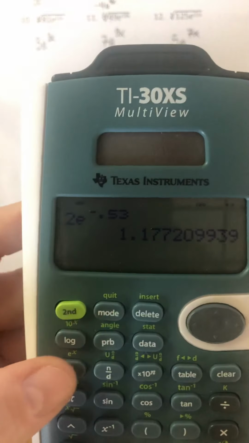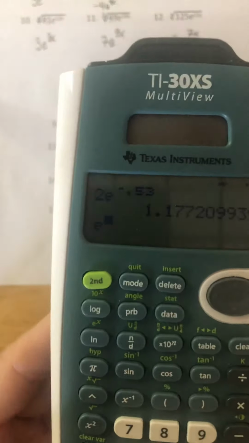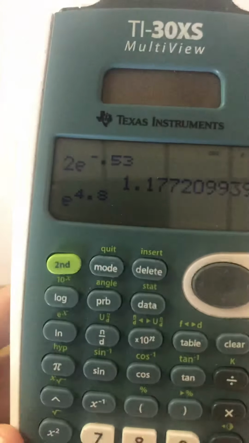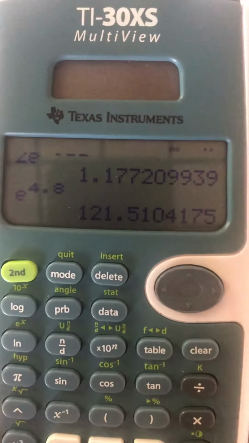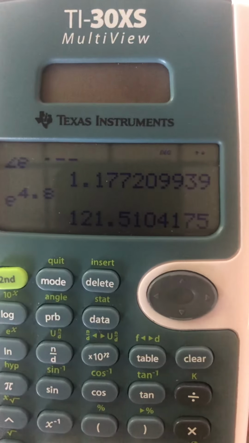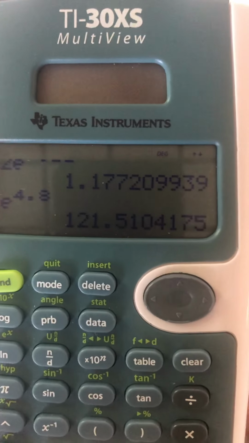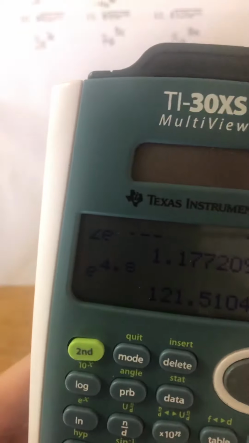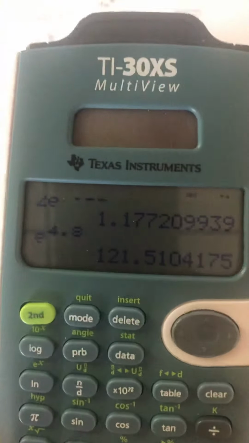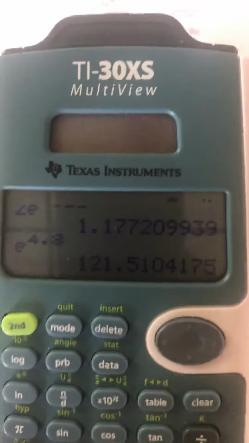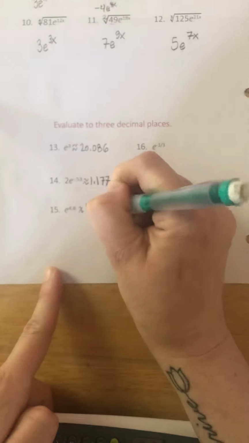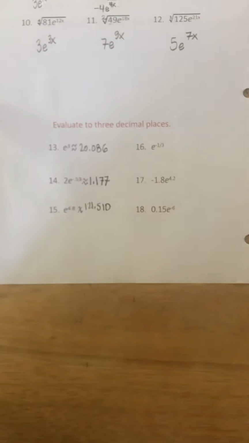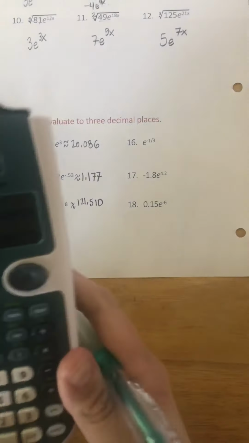All right, next one, we're going to do e to the 4.8 power. Let's look at that 4th digit behind the decimal point. It's a 4, so we're not going to change the 0. So we're going to say that it is approximately 121.510. All right, only 3 more to go.